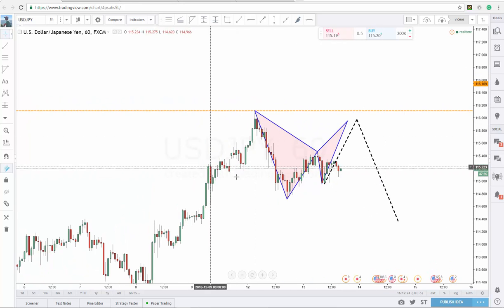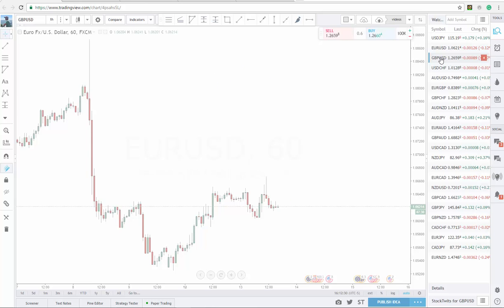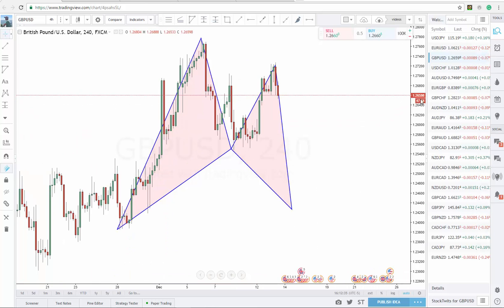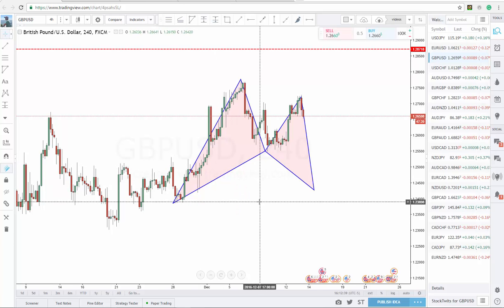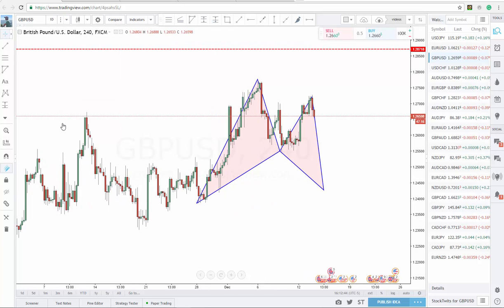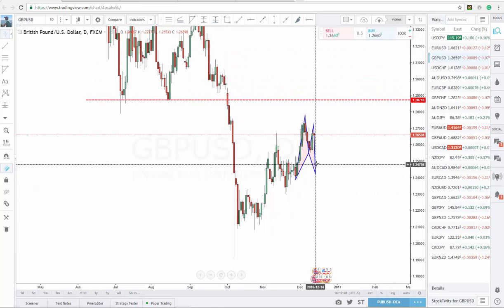So that was our first look at the dollar yen, the advanced patterns here on this chart. Let's continue down the list here, see if we can spot a few more advanced patterns. And here on the pound dollar, we also have a 4-hour bat pattern. Now, as I said before, I do like to start out on the daily charts to just see where I'm at and give myself a bird's eye view of the market.